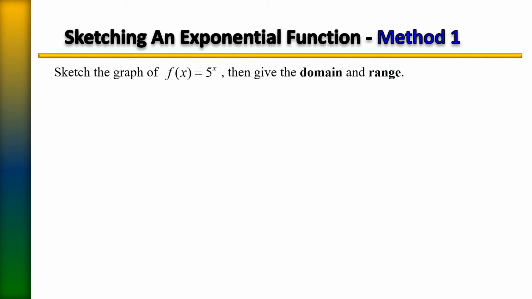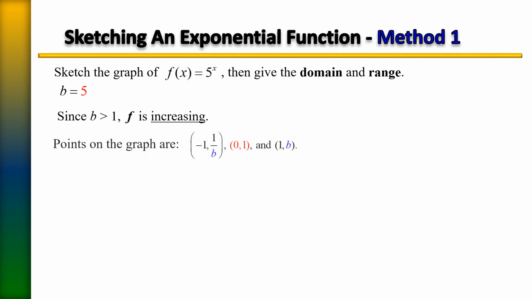From left to right, moving in an upward motion. Our points on the graph, recall, is going to be (-1, 1/b). If b is 5, the y value would be 1/5. Remember, (0, 1) is always on the graph of an exponential function. And then the other point is (1, b). If b is 5, the other point on this graph would be (1, 5). So let's go ahead and plot those 3 points so that we can graph.